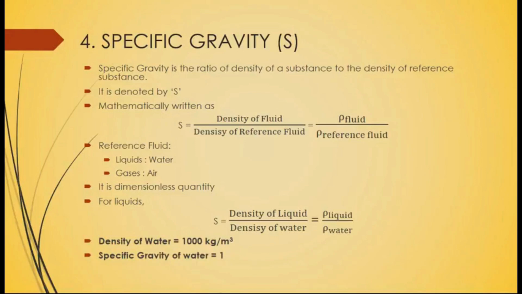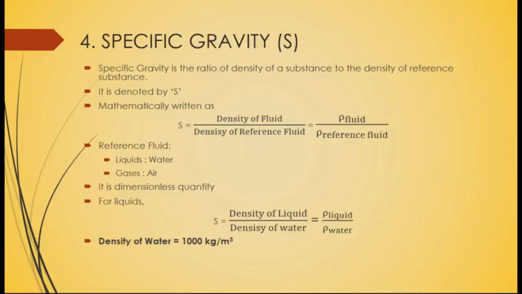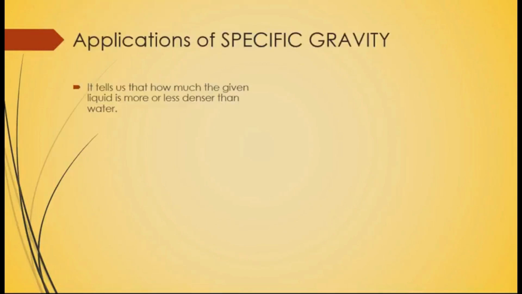Specific gravity of water is 1, because when we talk about specific gravity of water, the density of the liquid is the density of water, and the reference liquid is also water. So density of water by density of water is 1, and the units will be cancelled out. This is a dimensionless quantity, and here it is the density. Please check the spelling.